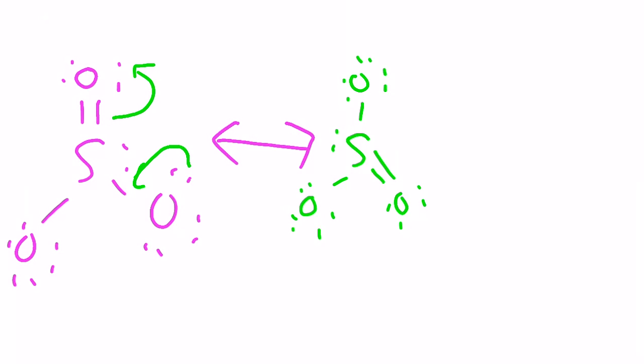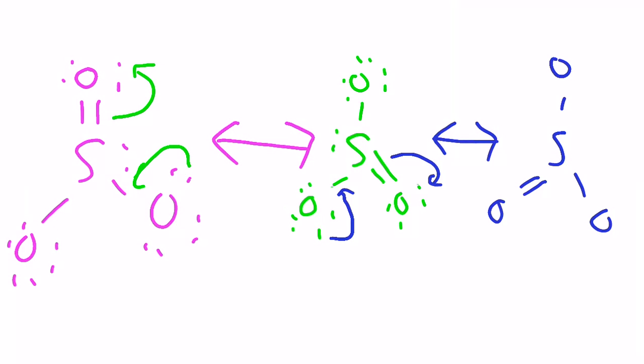There's another resonant structure, and it's if this other oxygen uses its lone pair to double bond with sulfur, and then these electrons can get pushed back up onto that oxygen on the right hand side. So we'll have this as a resonant structure.